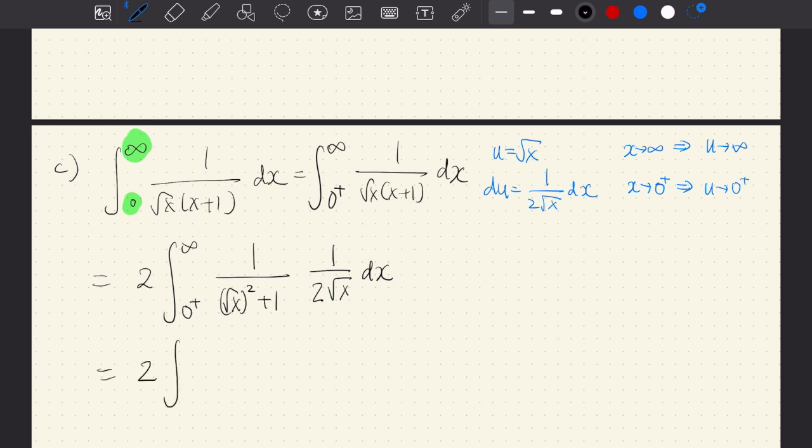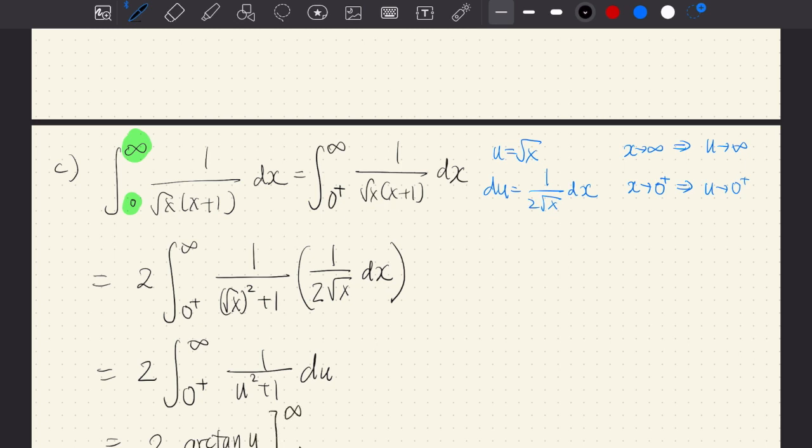And for the limits of integration, when x goes to 0 plus, u goes to 0 plus. And when x goes to infinity, u also goes to infinity. Now, for the integral, we have u squared plus 1, and 1 over 2 square root x dx is just du. Now we can see that we're integrating 1 over u squared plus 1, which you should know by heart is arctangent. So this is equal to 2 times arctangent u. You want to evaluate it.